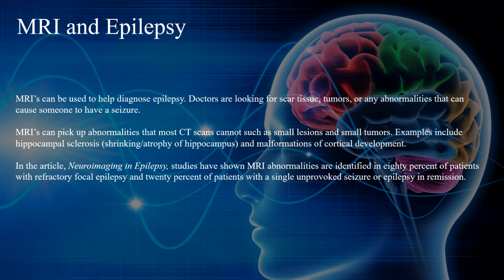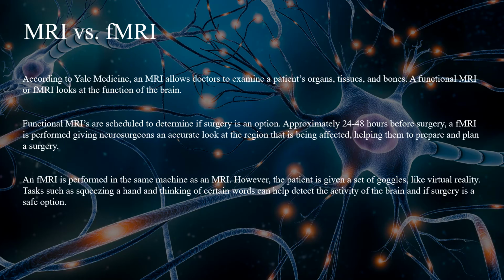In the article Neuroimaging in Epilepsy, studies have shown MRI abnormalities are identified in 80% of patients with refractory focal epilepsy and 20% of patients with a single unprovoked seizure or epilepsy in remission. According to Yale Medicine, an MRI allows doctors to examine the patient's organs, tissues, and bones.